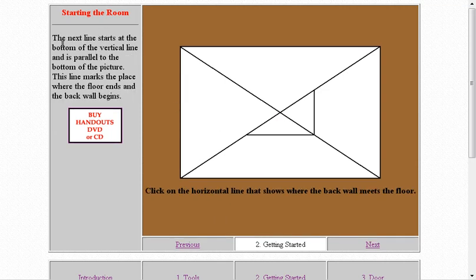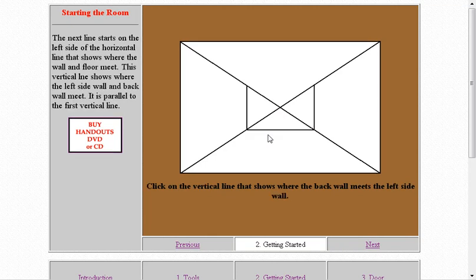Starting the room. The next line starts at the bottom of the vertical line and is parallel to the bottom of the picture. This line marks the place where the floor ends and the back wall begins. So the room floor ends here. There's the wall. Okay? So just draw it straight across there. It says here to click on the horizontal line to see the next picture. Alright, we can do that.